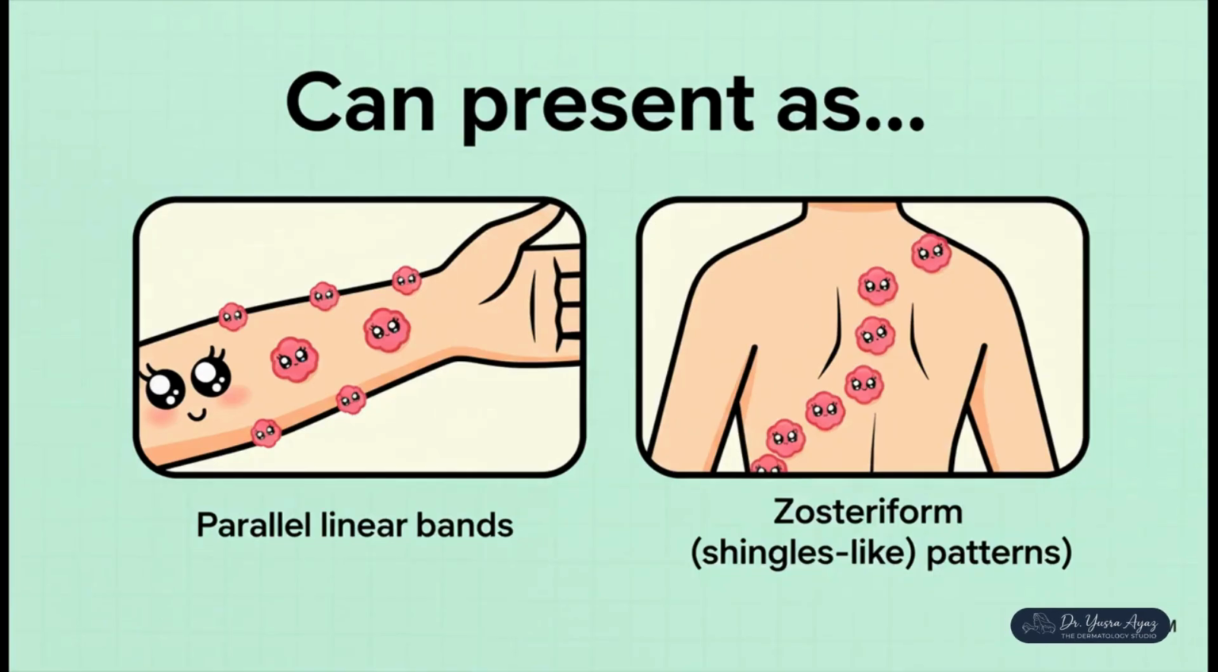And just so you know, while it's usually that one single line we've been talking about, it's worth remembering that Lichen Striatus can occasionally get a little creative. It might show up as multiple parallel bands, or even in a pattern that looks a bit like shingles.